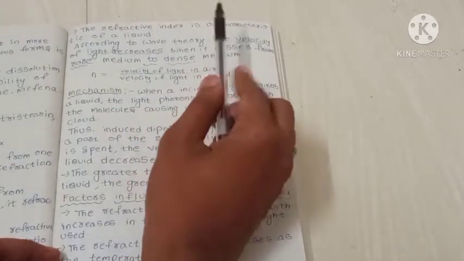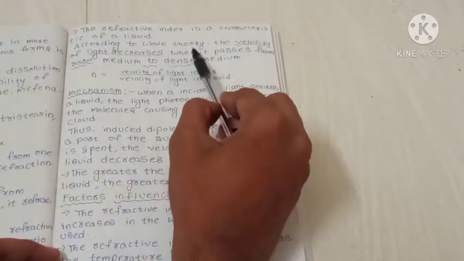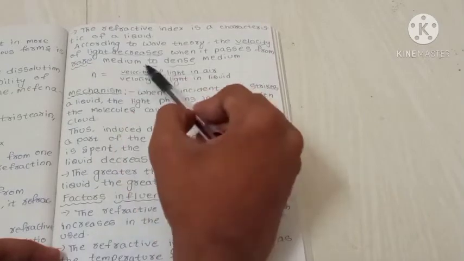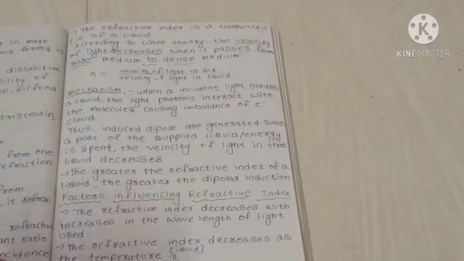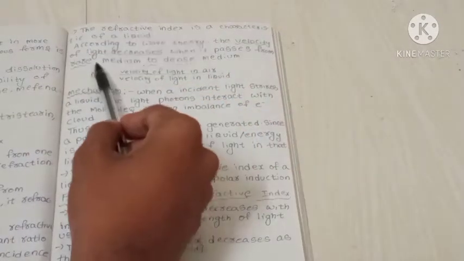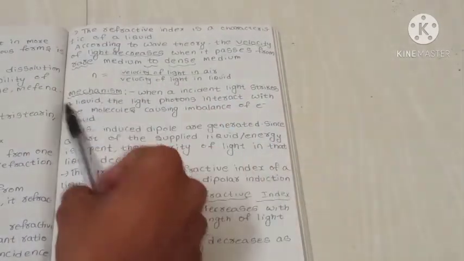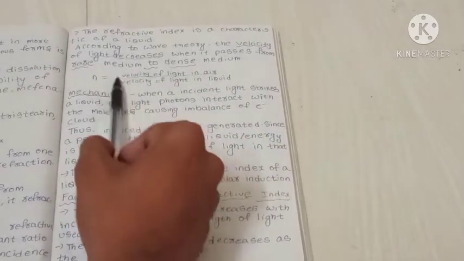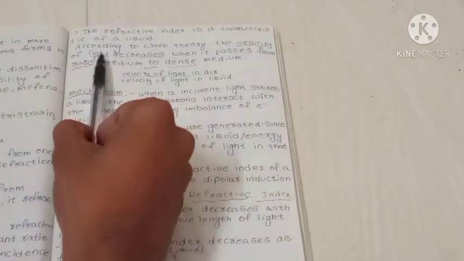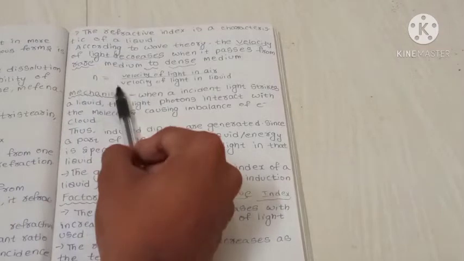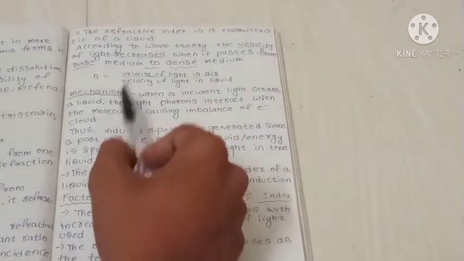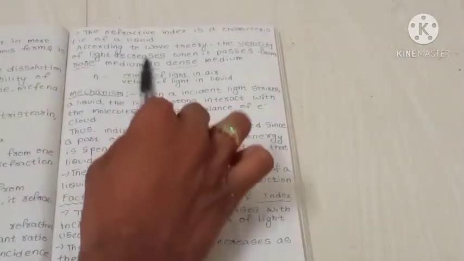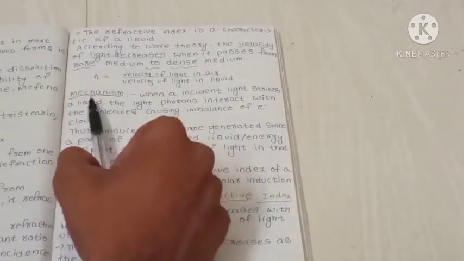According to wave theory, the velocity of light decreases when it passes from rarer medium to denser medium. That means when it passes from air to liquid, the light velocity will be decreased. Therefore n is equal to velocity of light in air divided by velocity of light in liquid. How the velocity decreases, we'll see in this mechanism.